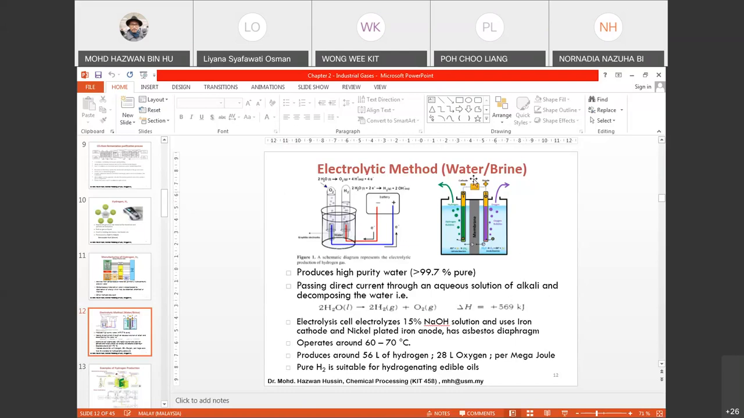So apart from that, from the fuel cell process, you can also produce hydrogen gas. So this is an example of a fuel cell for water. Then you have oxygen and hydrogen produced at the same time.